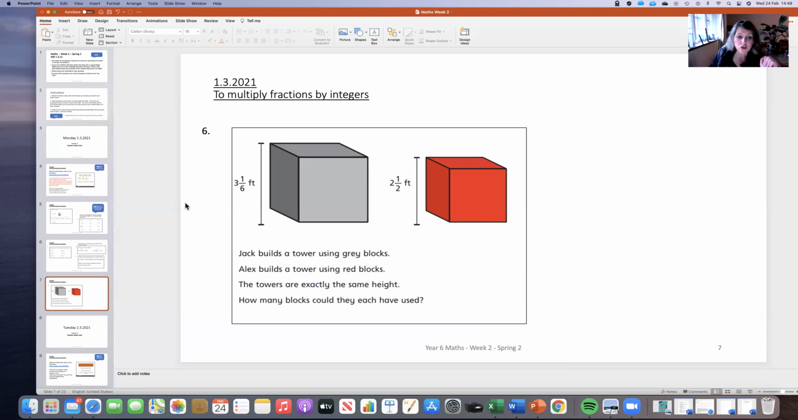Then this is question number 6. I'll read it to you. Jack builds a tower using grey blocks. Alex builds a tower using red blocks. The towers are exactly the same height. So Alex's tower is exactly the same height as Jack's tower, although the blocks are different sizes. How many blocks could they each have used? So there's a really gnarly, lovely problem there. Have a little think about it.